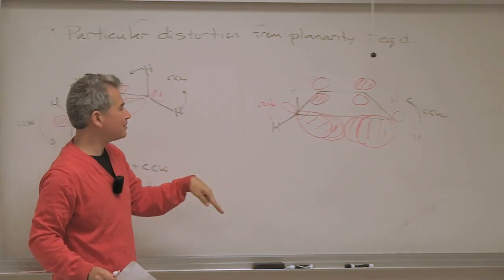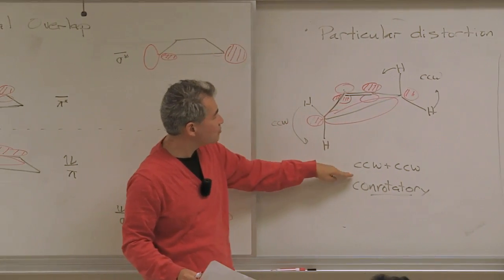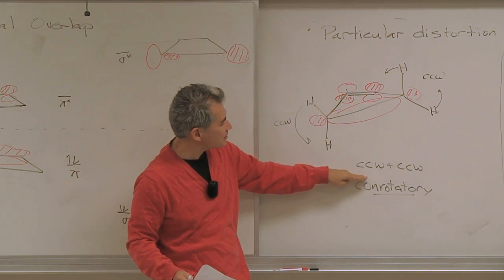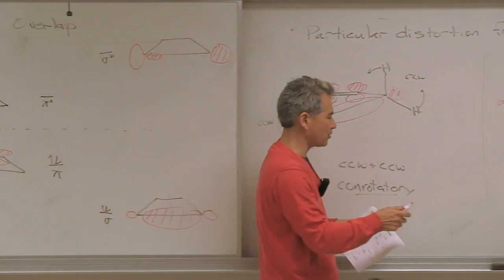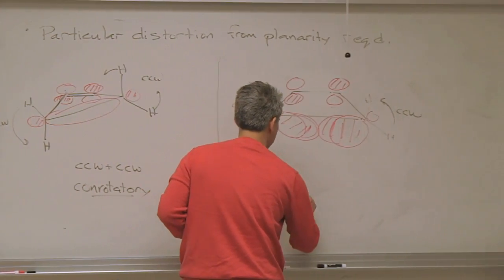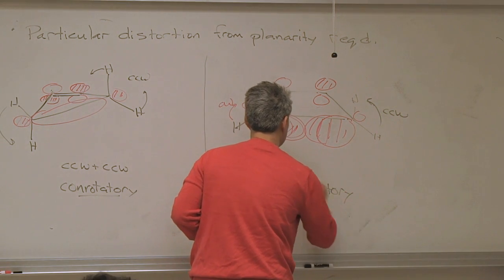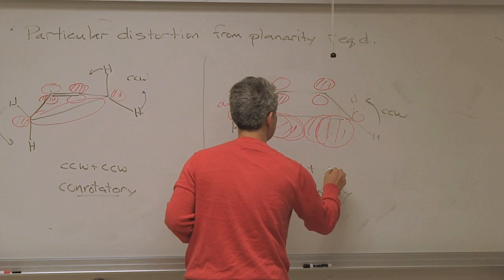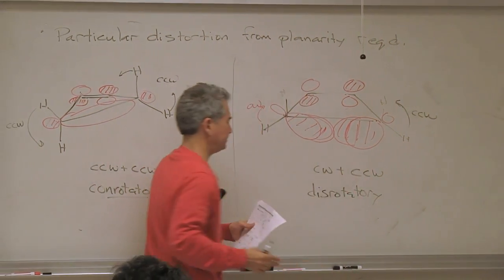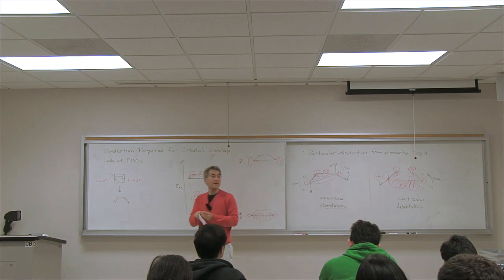So the only way that you can do a ring opening or a ring closure with a 4-electron system like this is that it has to be conrotatory, and it cannot be the opposite, which is what we call disrotatory. And that means counterclockwise plus clockwise. So if they're mismatched, yeah?